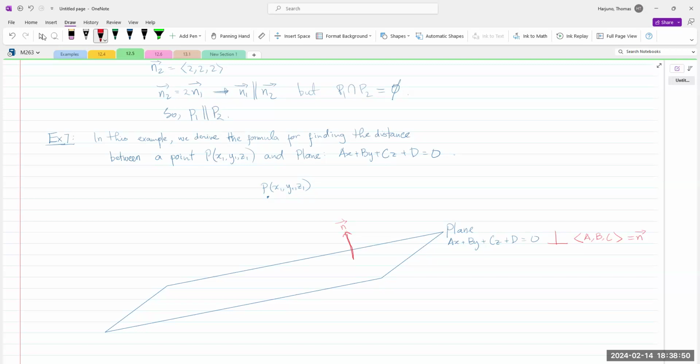Now this normal vector n here is perpendicular to the plane, and of course I can play with this vector n here and make it right below that P. I turn that a little bit to the right. Okay, this n here is normal to the plane.